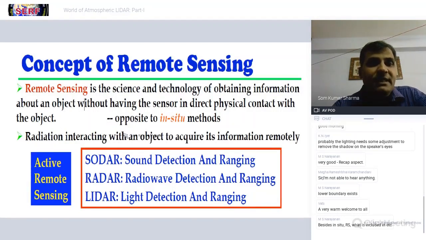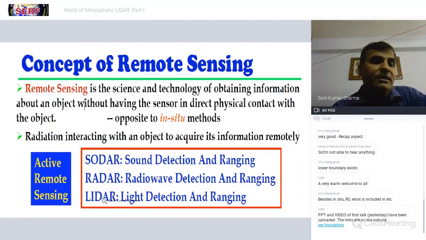So radiations interacting with an object to acquire its information is remote sensing, and as I told yesterday, radar and lidar, then sonar is also there. Basically, sonar is sound navigation and ranging, radar is radio wave detection and ranging, and lidar is light detection and ranging. So lidar, radar, and sonar, these all are very effective active remote sensing tools and techniques.